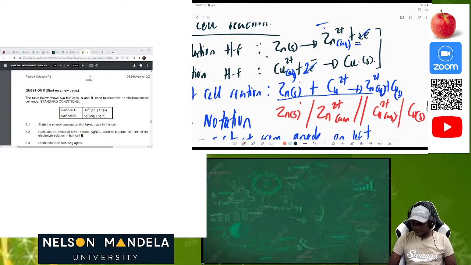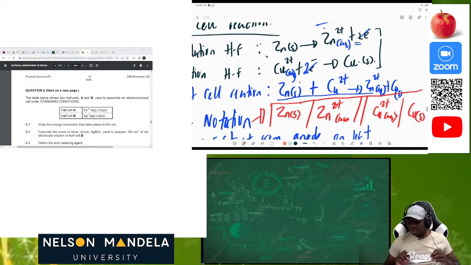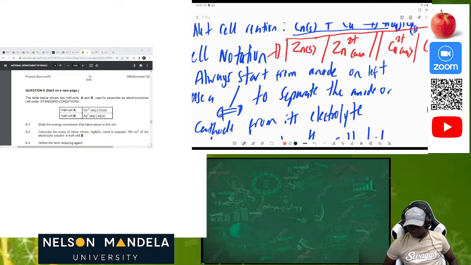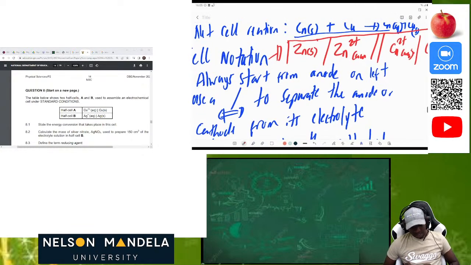So that's how we use the cell notation. Cell notation is so important for you to understand. They won't be using arrows, they will be using the forward slash. One forward slash is to separate the anode from its cathode. Then we use two forward slashes as a salt bridge. All right, so that's what we had for our galvanic cell.